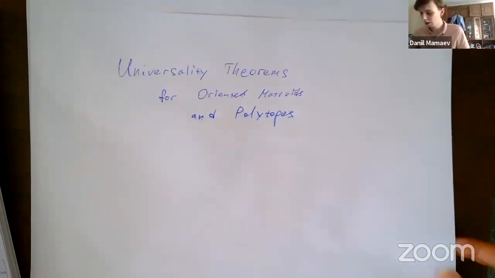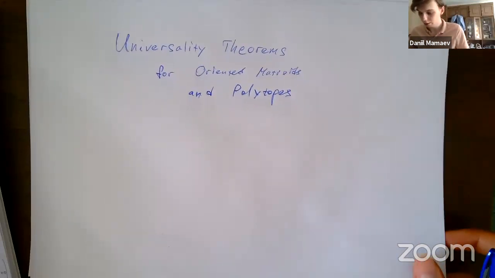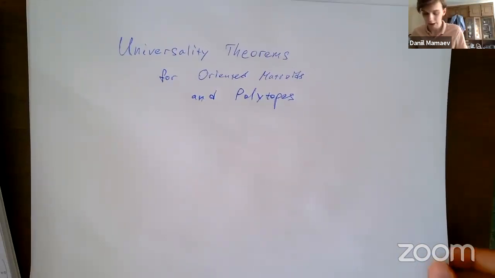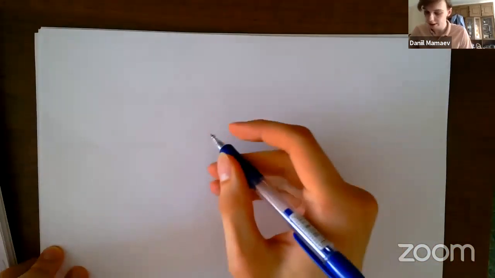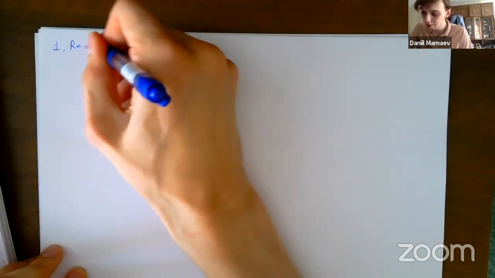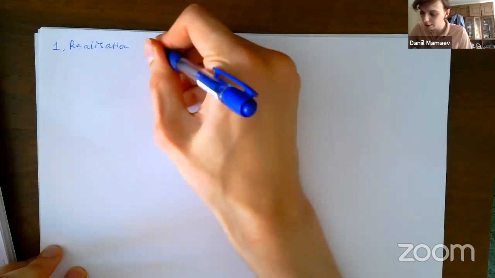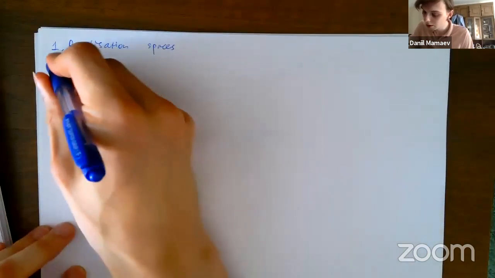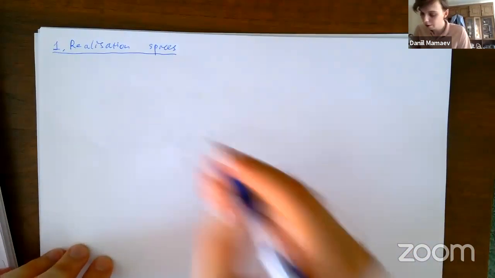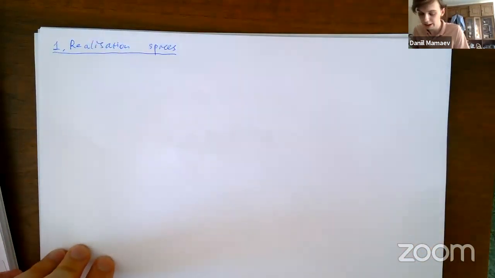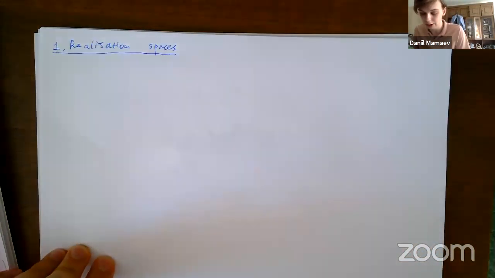So today I will talk about universality theorems for oriented matroids and polytopes. And first, let me define some realization spaces. We'll be concerned with two types of realization spaces. First one is realization spaces of oriented matroids.